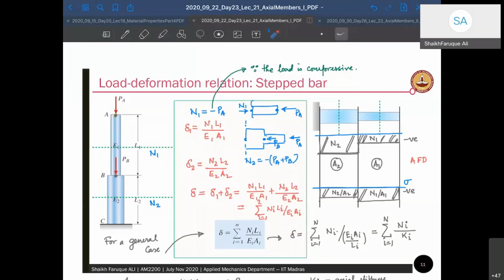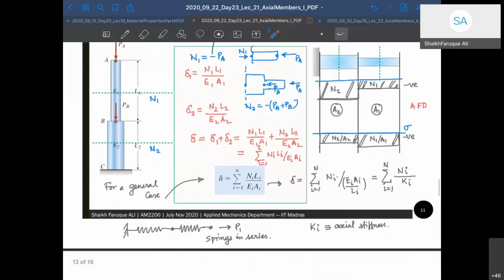So the total deformation is the deformation due to this portion plus the deformation due to this portion, so N1 L1 by E1 A1 plus N2 L2 by E2 A2. That can be written with a summation sign as I have shown. Delta is equal to the sum from i equal to 1 to n, if you have n number of such discontinuities, of Ni Li by Ei Ai.